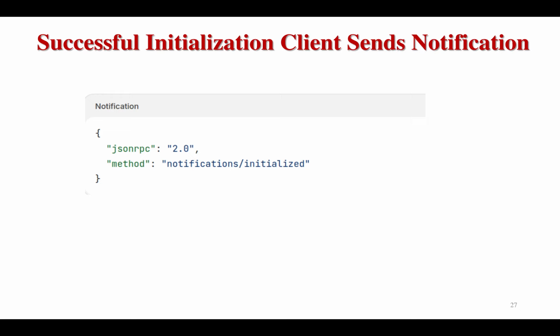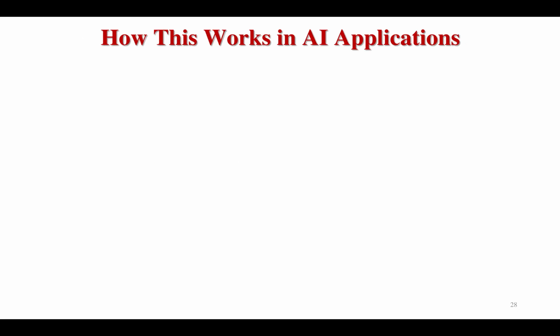So when the server is sending the notification, this will be the format in which it will send. We can see that it is mentioning what JSON RPC version is being followed, and you can see method, right? Method is notifications/initialized, and it doesn't expect any response from the client.